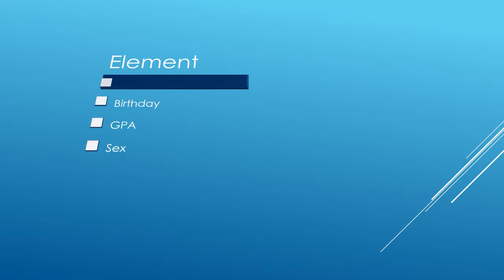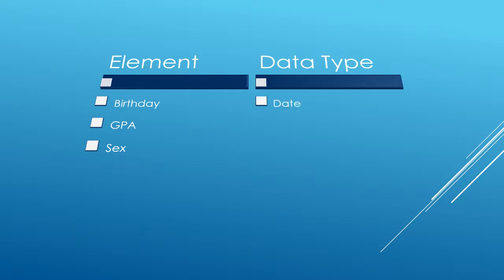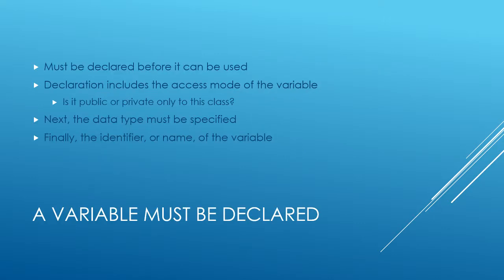What if we were keeping track of information like their birthday? We'd want to use a date, GPA, maybe a float, their sex. We could use a char data type so that it could hold a code. So think about how these data types relate to the data that we want to store or keep track of in our program.